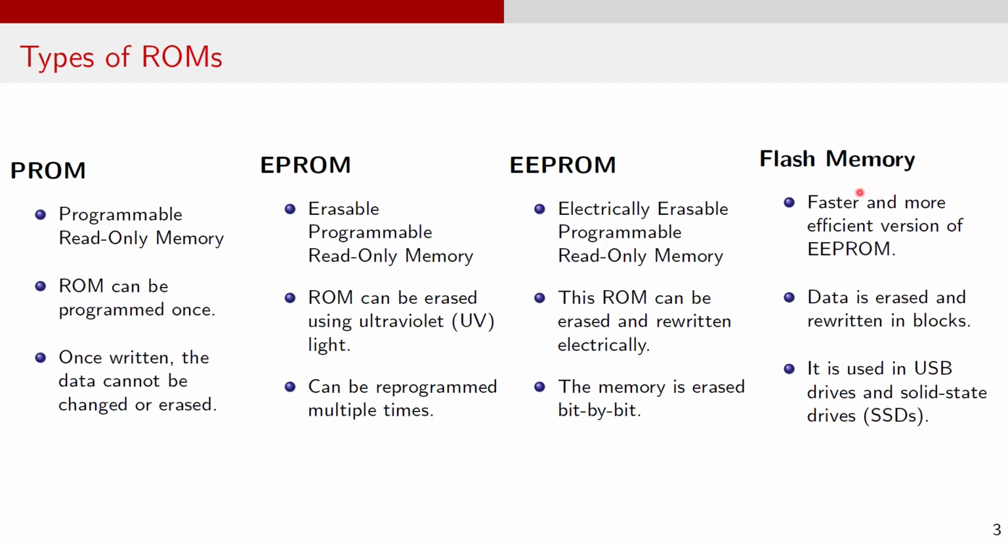Flash memory or flash ROMs, a faster and more efficient version of electrically erasable PROMs, which allow data to be erased and rewritten in blocks. This is commonly used in USB drives, SSDs, and firmware storage. Additionally, there is one more type of ROM which is programmed during manufacturing. It is called masked ROM. In this, the data is permanently written during manufacturing and cannot be modified afterward. Each type of ROM has its unique advantages, making ROMs suitable for a wide range of applications.